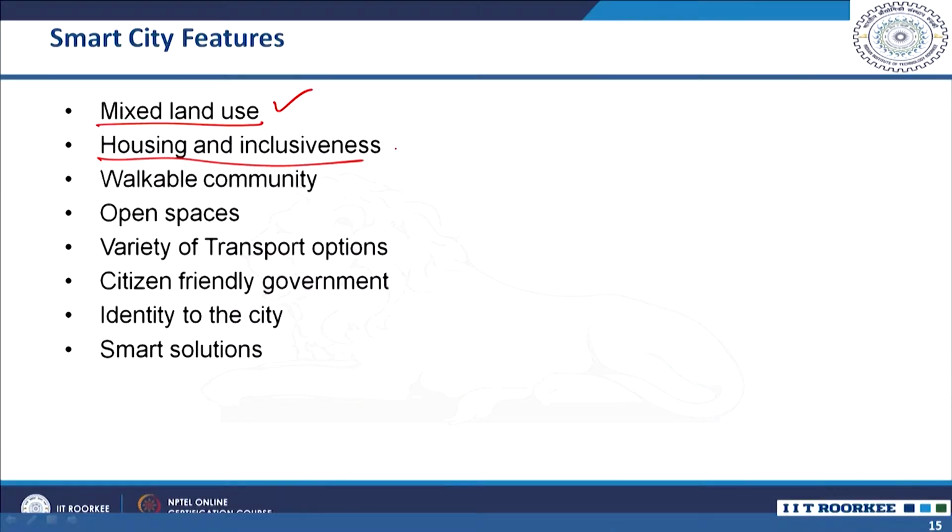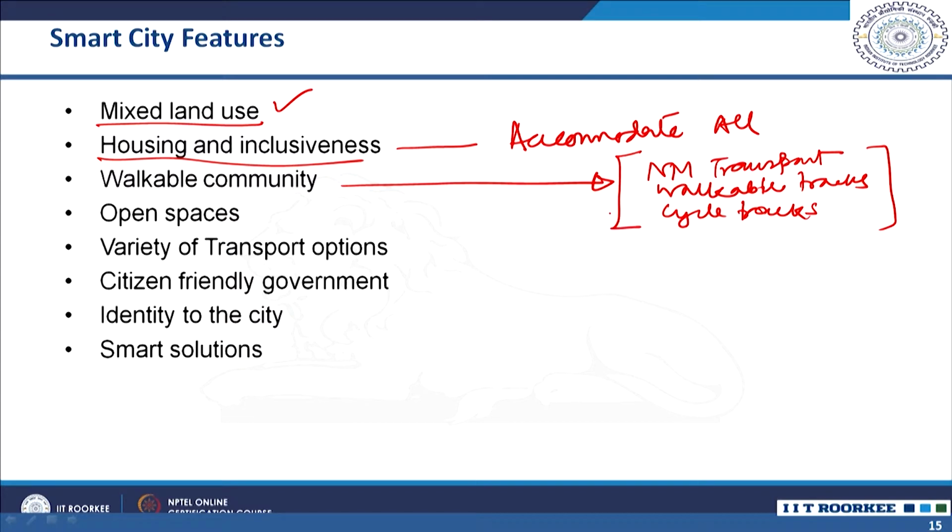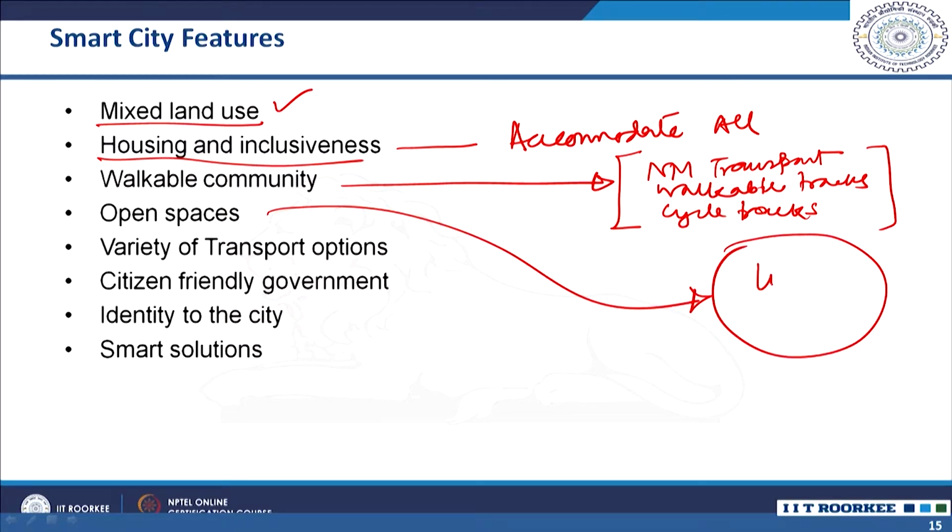Housing and inclusiveness, so that it can accommodate all categories of people. Walkable community, so the community will be a mix of non-motorized transport, walkable tracks and cycle tracks. Together, this will make an alternative to motorized means of transport. Then open space: how open space can create a lung of a city, and this is connected with the walkable tracks and non-motorized transportation.